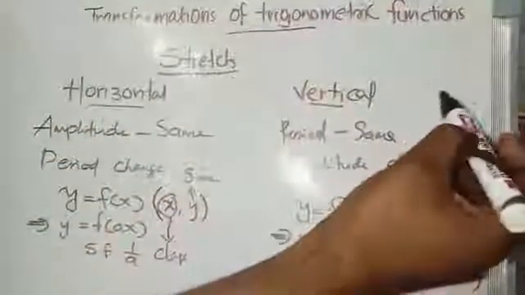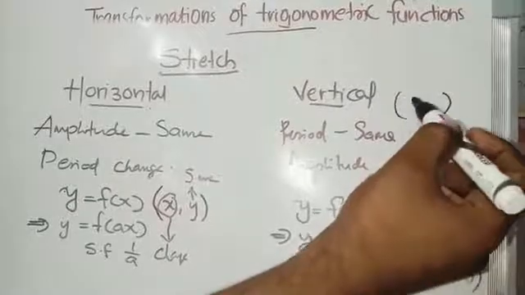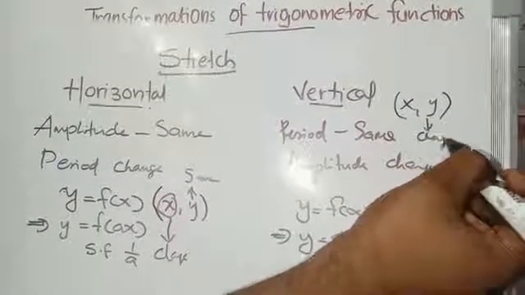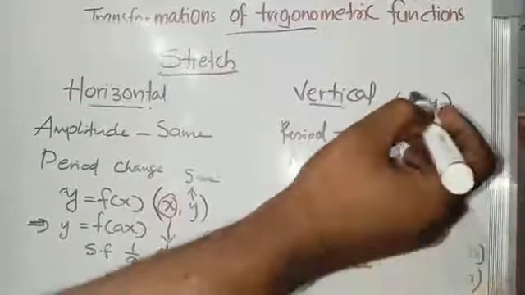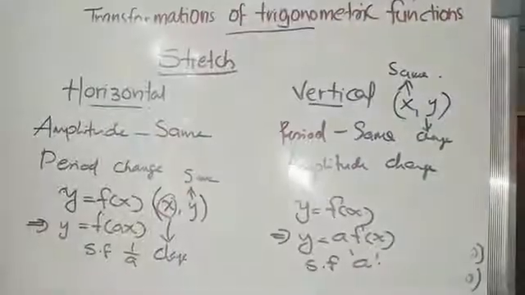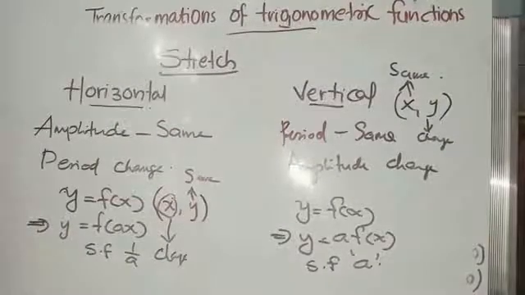And in vertical stretch, change happens to the second coordinate, the y coordinate, and the first coordinate remains the same. Okay, so these are the main points we need to think about for stretch. We have used only the sine function. In another class we will discuss the cos function.